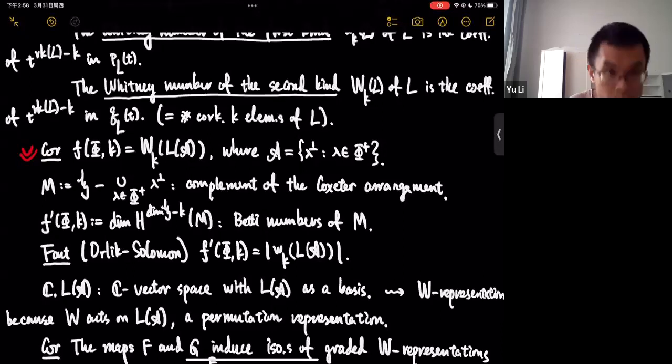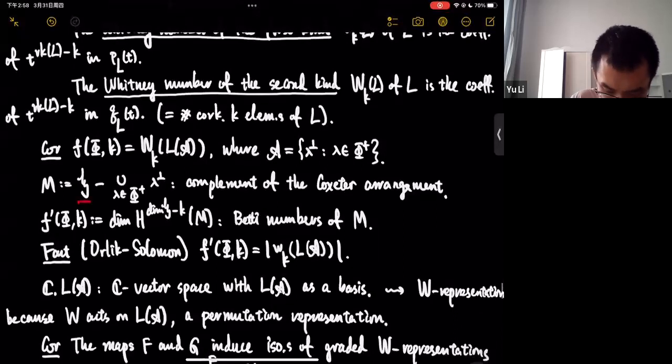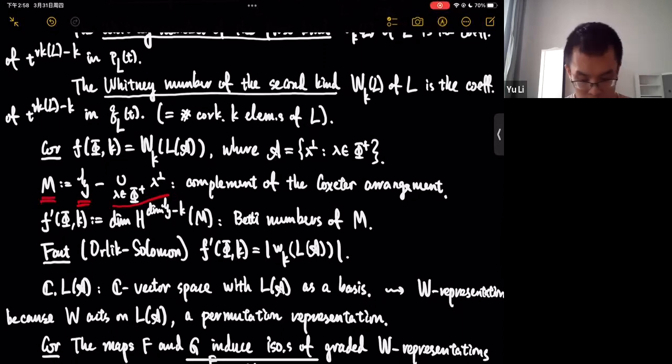Okay, I don't have much time left, so I'll maybe just mention one interesting phenomenon. Namely, inside my H, I can remove all the root hyperplanes. So what I get is an open subset of H, which I denote by M, and I can think of this M as, for example, a complex manifold.